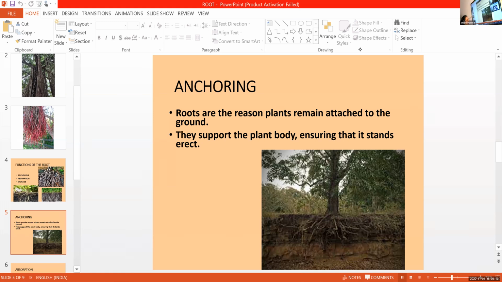Understand? Ma'am, anchoring generally means to hold firmly onto that place. Okay, understood? The word meaning is to hold firmly to that place, but anchoring here in the context of the roots, we say the roots help in holding the plant upright and erect. It supports the plant in standing firmly in the soil. Understood? Okay, fine. Now, what was the second function? Absorption. So we'll move on to the absorption part.